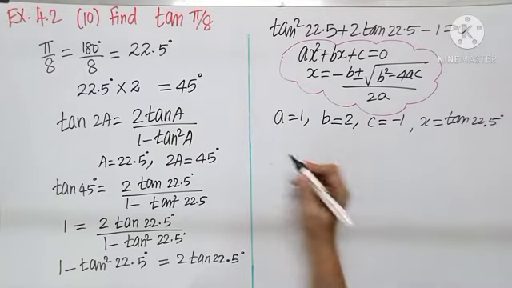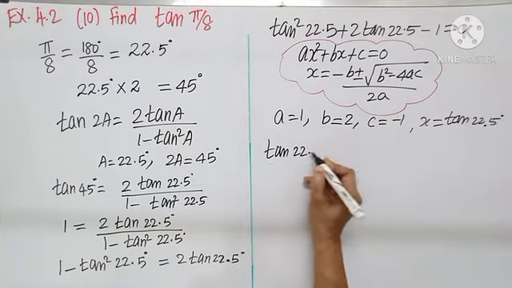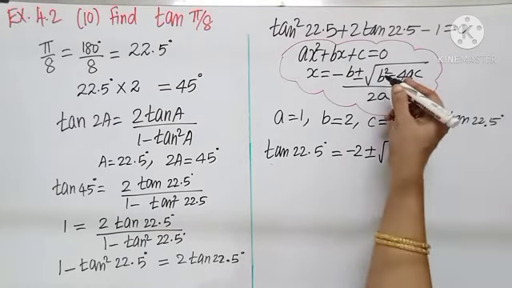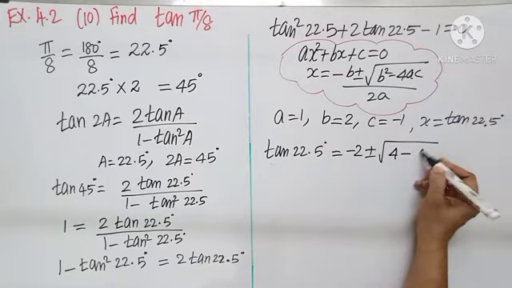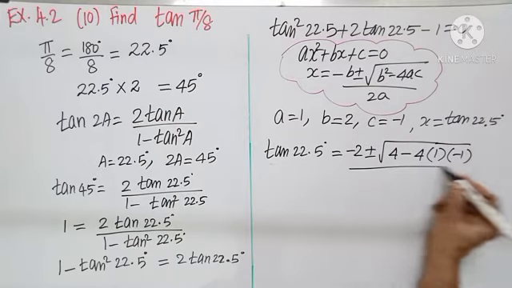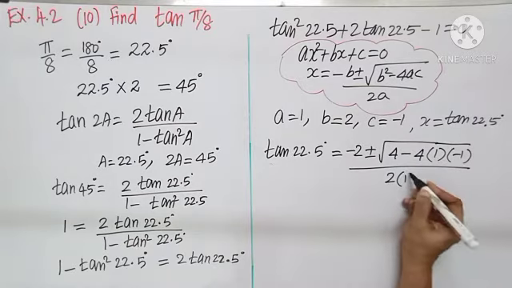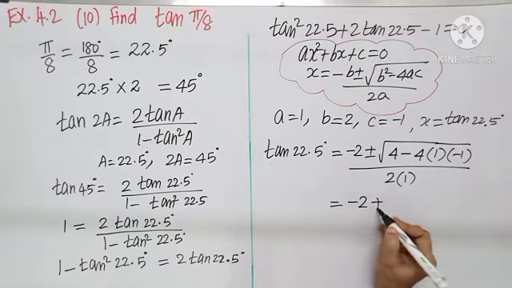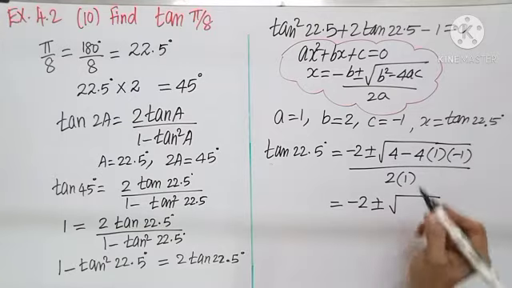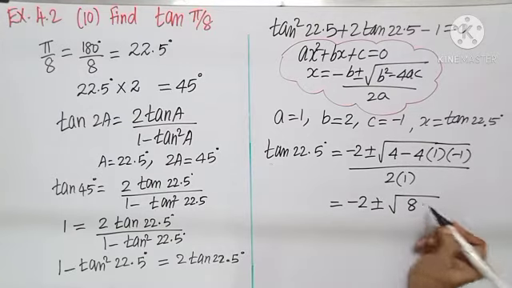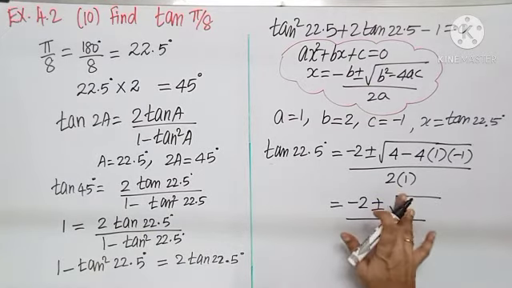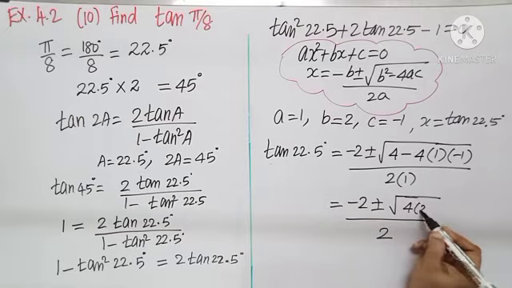Let me substitute. Tan 22.5 equals minus b, minus 2 plus or minus root of b squared minus 4, a value 1, c value minus 1, divided by 2, a value 1. As I simplify, minus 2 plus or minus root of 4 minus into minus 4. So, how many 4s are there? 2 4s. Or I can write 8 by 2. Either I write 8 or I can write 4 into 2.